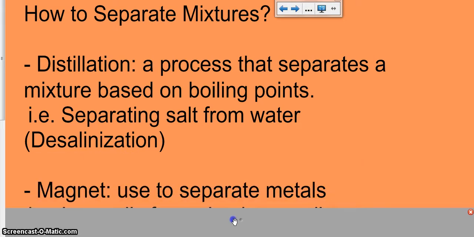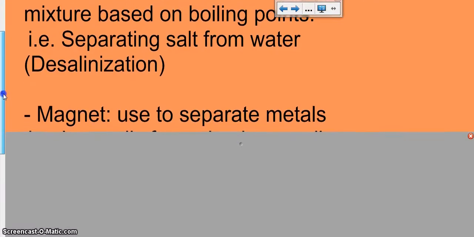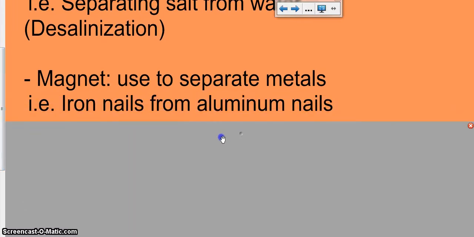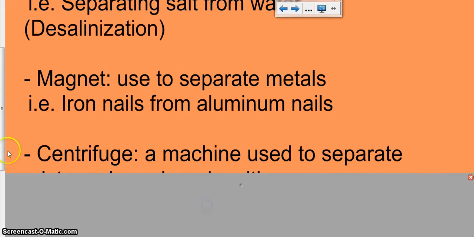Now, another way that you could separate things is to separate them using a magnet, right? Some metals are magnetic and some metals are not. So, iron is magnetic. Aluminum is not. So you could separate the iron nails from aluminum nails by holding a magnet above them.